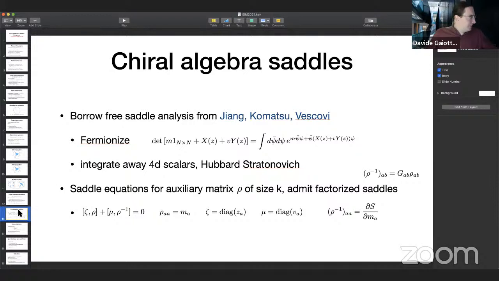So before I move on, just a second. Well, okay, I will say it later. So how do the saddle equations look?